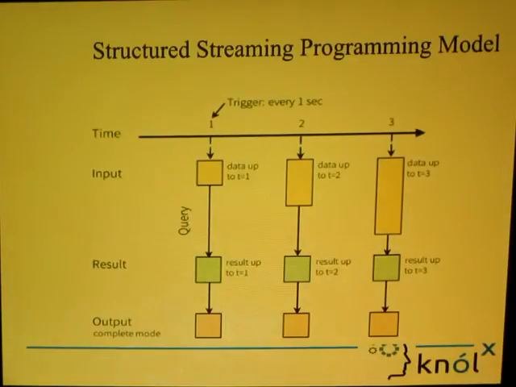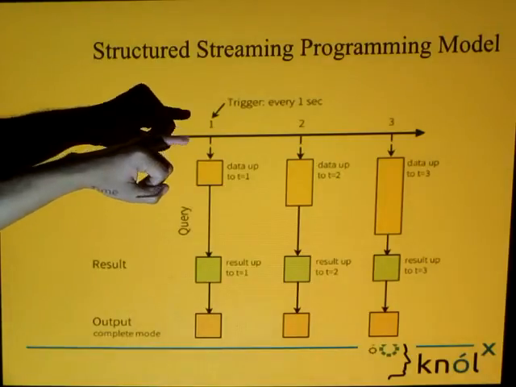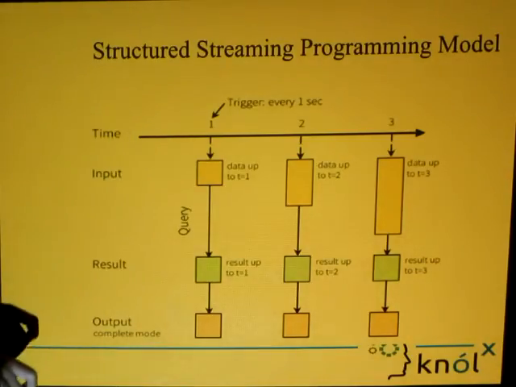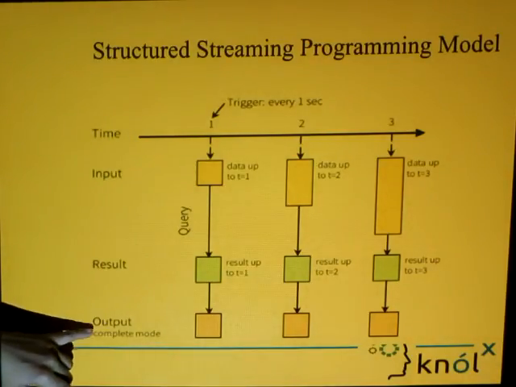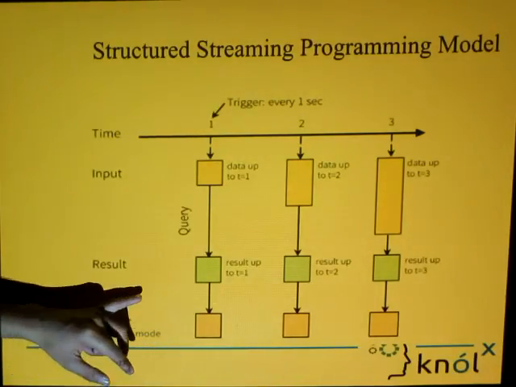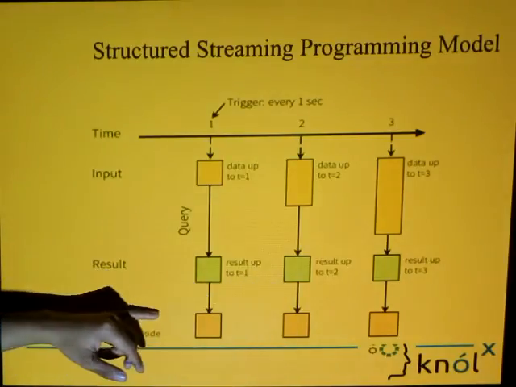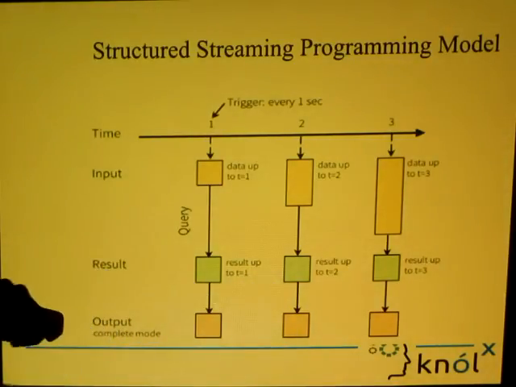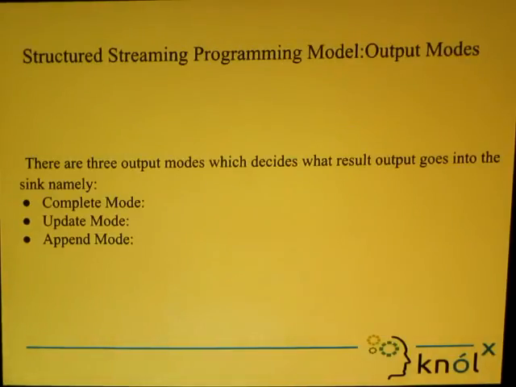So I think we are clear with this diagram also. This is the time, and we have inputs, and this is the output. This is the complete mode. For every trigger, every 1 second, we have all the results at the end in the complete mode. And for the other two modes, I will explain later. There are three output modes provided by structured streaming now: complete mode, update mode, and append mode.